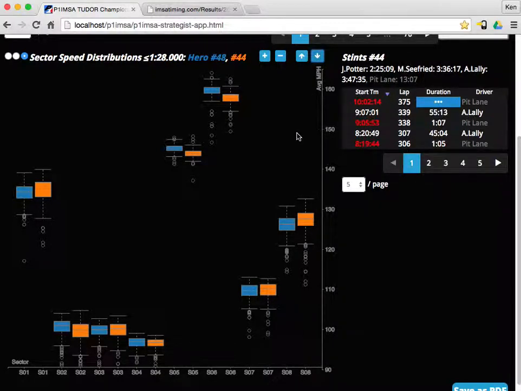Now, what I haven't mentioned yet is, how do we determine these boxes and these whiskers here, and then the outlier circles over here? We'll talk about that in more detail in our next video, where we'll talk about how the box and whisker plots are actually made.